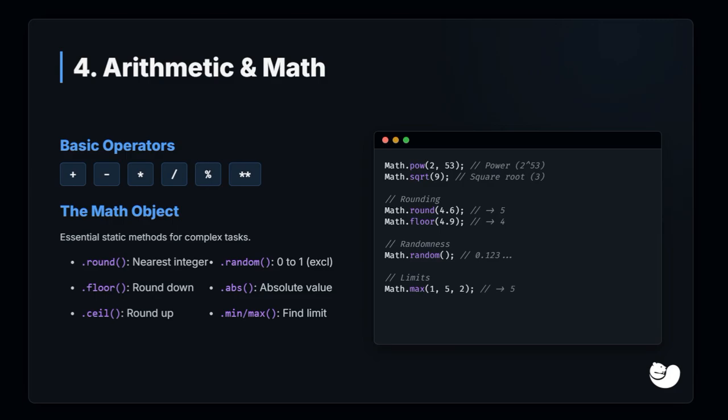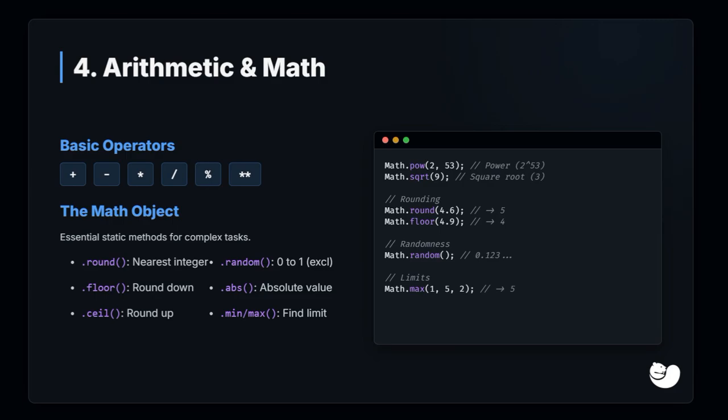JavaScript provides the standard set of arithmetic operators you would expect: addition, subtraction, multiplication, division, and the modulus operator for remainders. A newer addition is the double asterisk for exponentiation. But for anything beyond basic school math, you will rely on the global Math object. This is a library of static properties and methods providing advanced functionality.